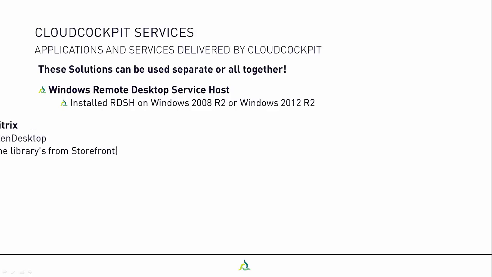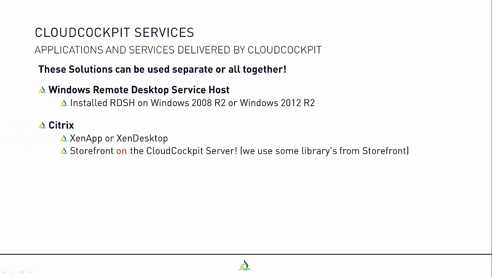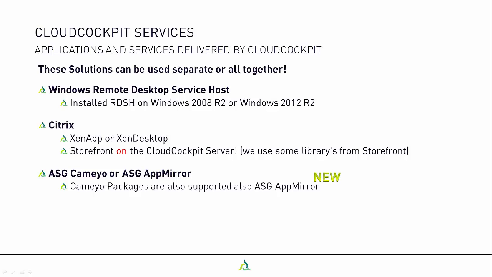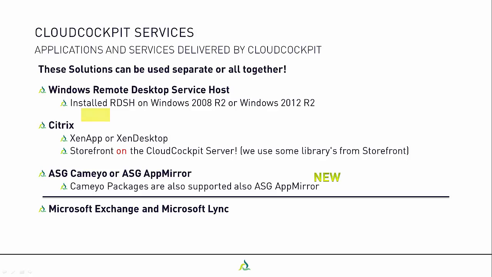Another way of providing applications is Citrix XenApp or XenDesktop, as it's also known. In this case, Citrix StoreFront needs to be installed. And for streaming of virtualized applications, also known as application isolation, ASG's Cameo and ASG's AppMgr or VMware's AppV are supported. Additional supported solutions are Microsoft Exchange and Microsoft Lync, and also Zimbra.